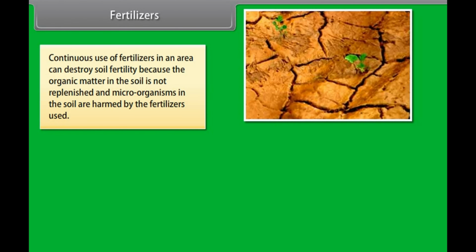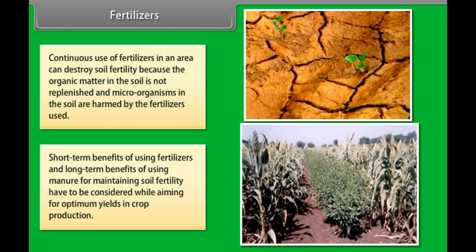Continuous use of fertilizers in an area can destroy soil fertility because the organic matter in the soil is not replenished and microorganisms in the soil are harmed by the fertilizers used. Short-term benefits of using fertilizers and long-term benefits of using manure for maintaining soil fertility have to be considered while aiming for optimum yields in crop production.